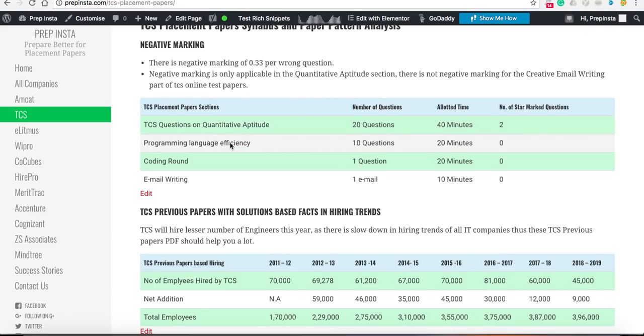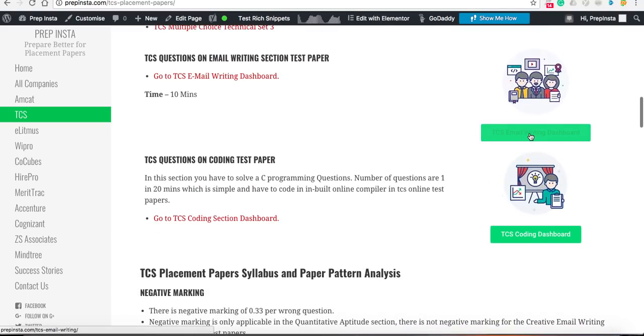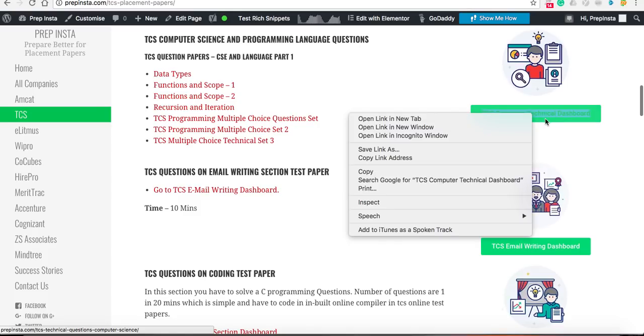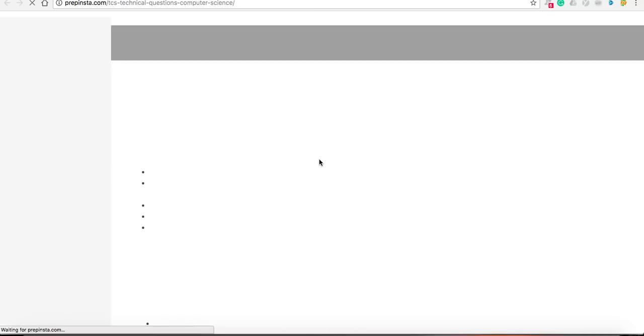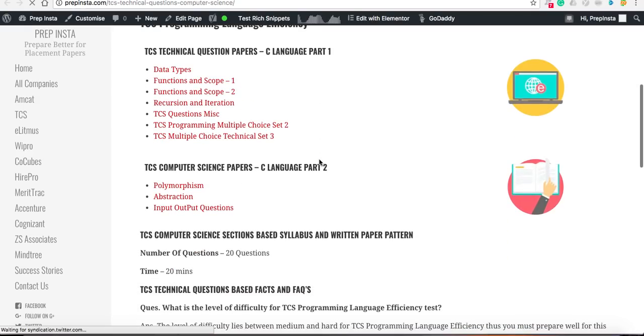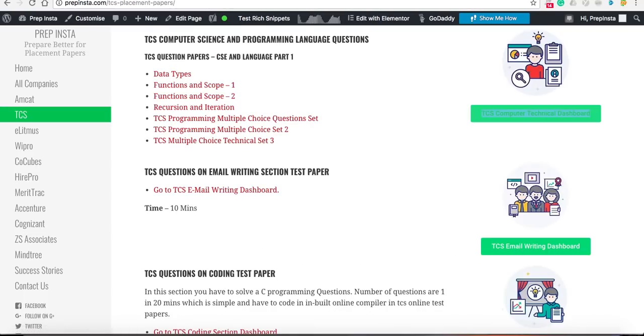Coming to the programming language efficiency, it is a new section that has been introduced in TCS. It contains 10 basic MCQ questions on C programming, which is available on our website. I'll show you a bit about it as soon as the page loads. There are basic questions on recursion, iteration, function and scope, polymorphism and abstraction. You're given 20 minutes of time, and then there are 20 questions, right?